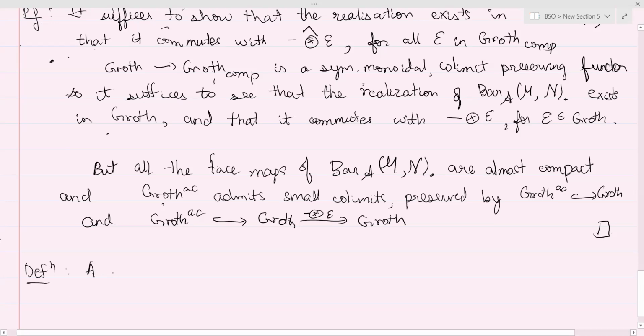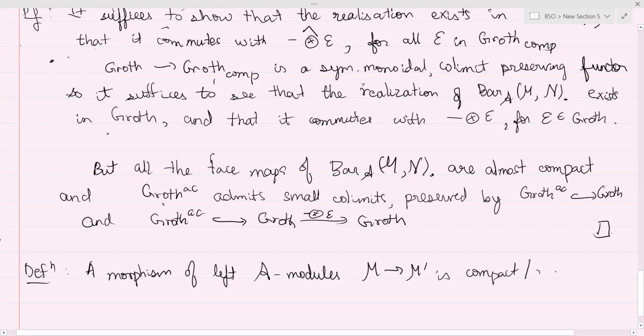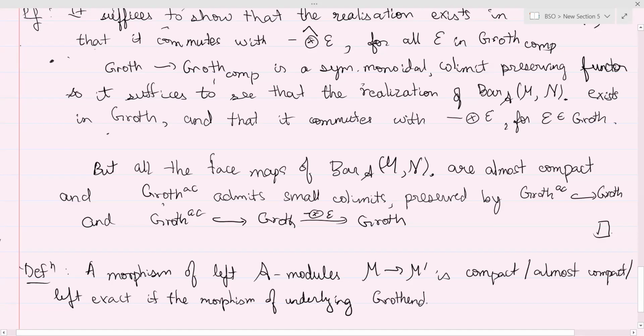First of all, a morphism of left A modules M into M prime is compact or almost compact or left exact if the underlying morphism of Groth-complete stable categories is, as you would expect.